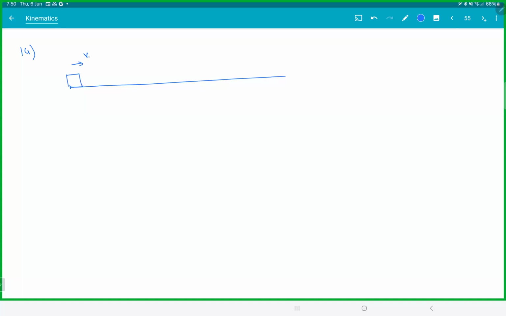So we have a vehicle going with VA, 20 kilometers per hour. B is somewhere here, C is somewhere here. VC is 50 kilometers per hour. And it is given that the ratio AB by BC is 1:3. A vehicle moving in a straight line with constant acceleration.